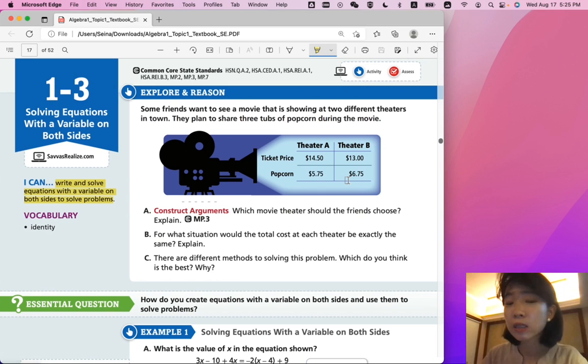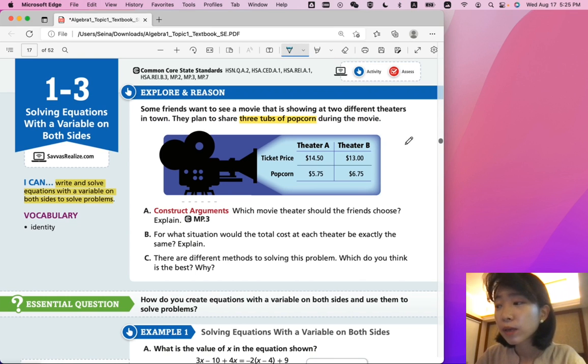Noticing that, let's start solving parts A, B, and C. Part A, which movie theater should the friends choose? Explain. So which one would the friends choose? Which one is the better option? So which one is the cheaper option? They plan to share 3 tubs of popcorn is important information. They're gonna buy 3 popcorns. So let's figure out how much total they would use for each theater.